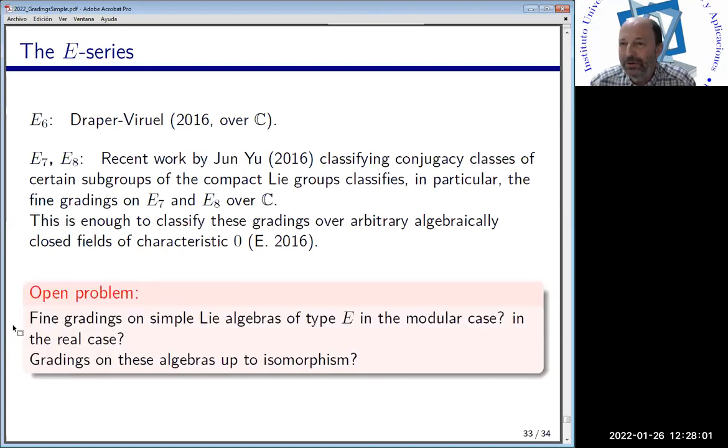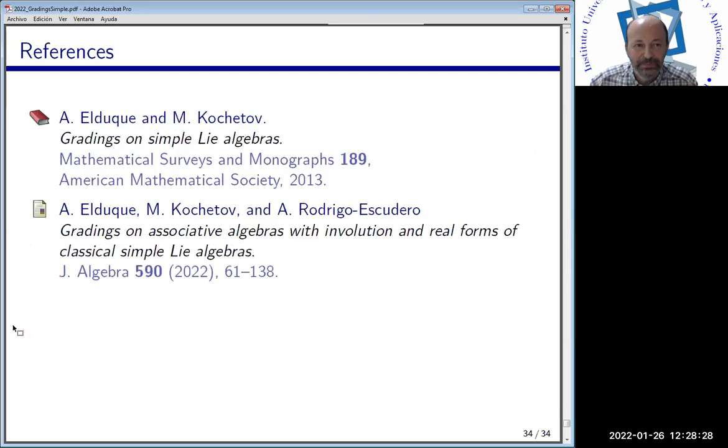But we don't know exactly how to deal with the E series in the modular case or even in the real case. And we don't know how to classify gradings even over the complex numbers, general gradings, not just fine gradings, up to isomorphism. So these are things that are open and we have no clear ideas of how to proceed. And well, over algebraically closed fields, most of what I've told you about appears in this monograph.